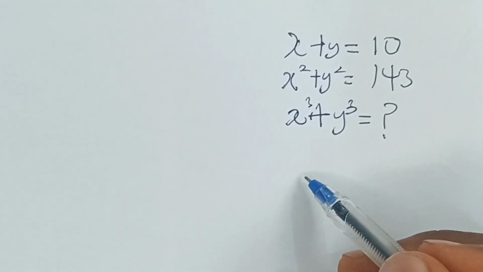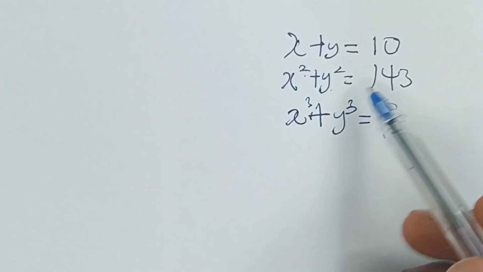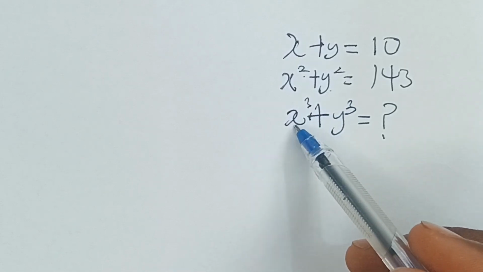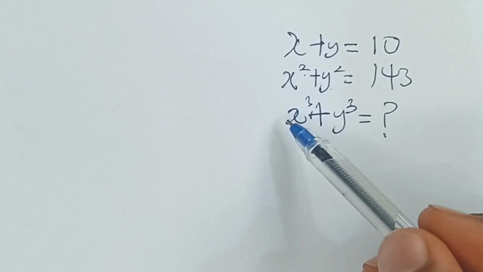Let's solve this question together. It says x plus y is 10, x squared plus y squared is 143. We are required to find the value of x cubed plus y cubed, okay? Now this is a SASMO Olympiad question, so let's solve it.